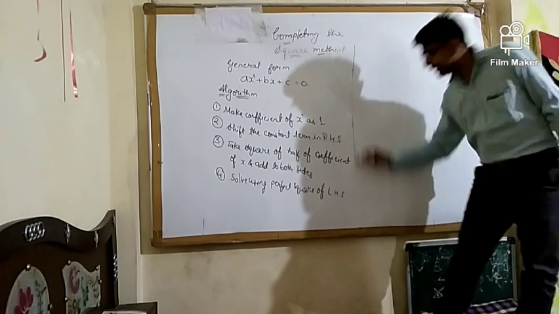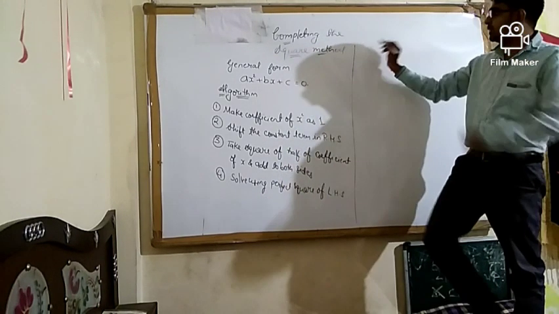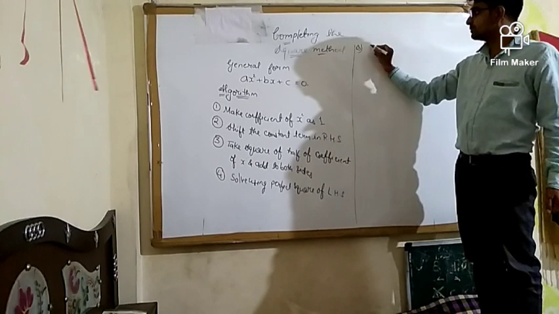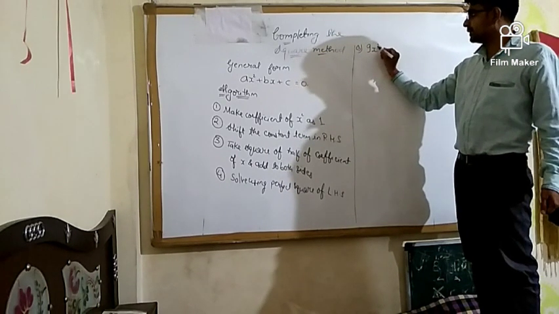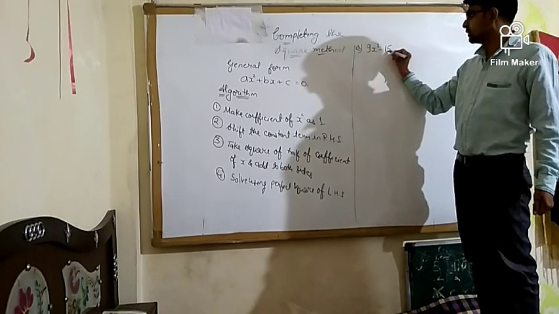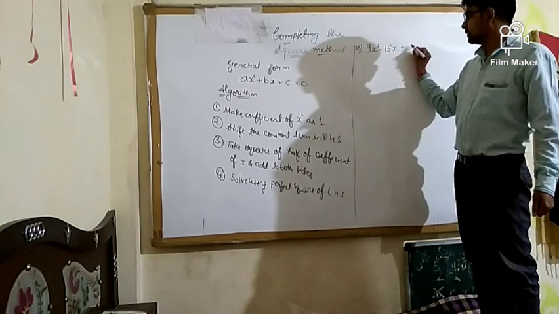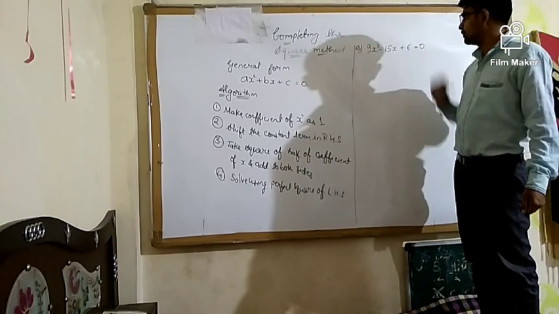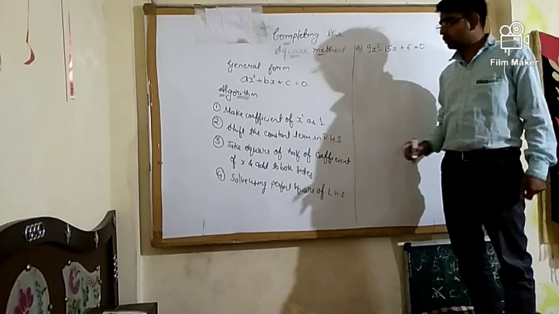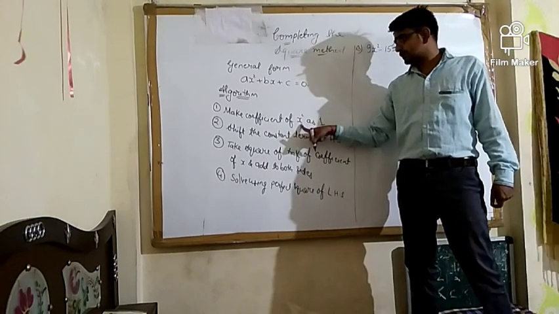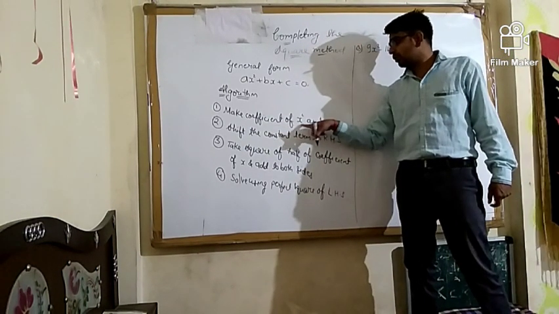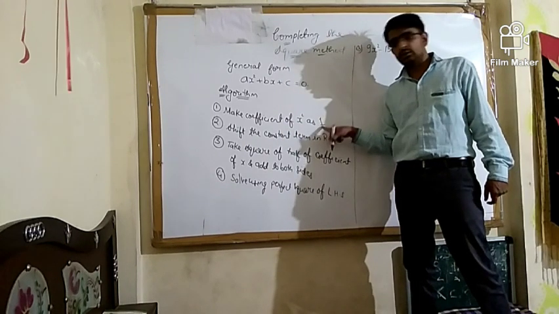Now let's see one example. Suppose I have a question, 9x square minus 15x plus 6 equal to 0. So my first step is to make the coefficient of x square as 1.